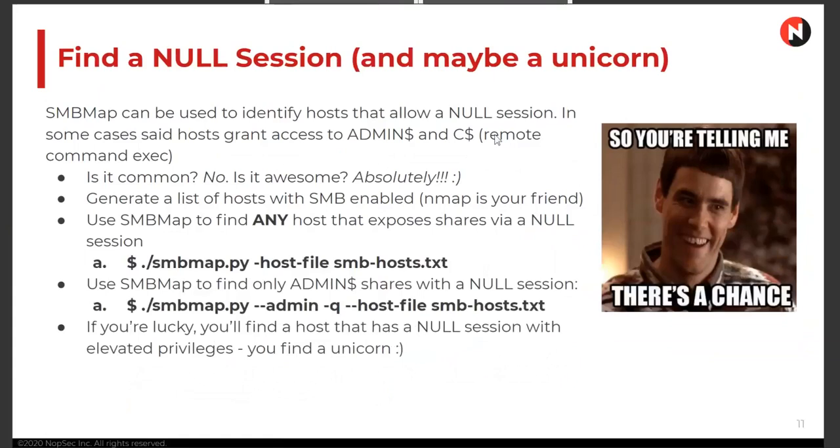So out of the gate, the easiest attack that you could possibly perform with SMBMap is to find null sessions, and maybe even a unicorn. We'll get into what that means here. So a null session is just any system that grants you some level of access to the host without any password or any username. So null or anonymous authentication.